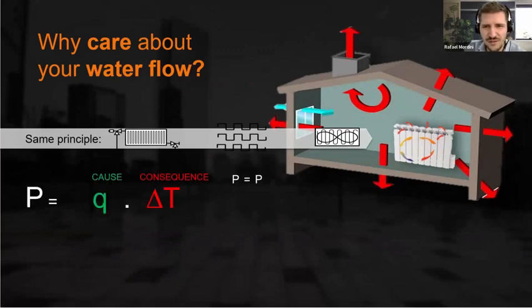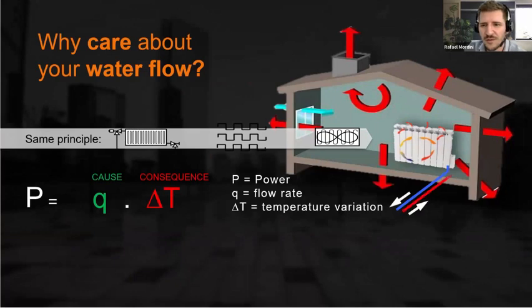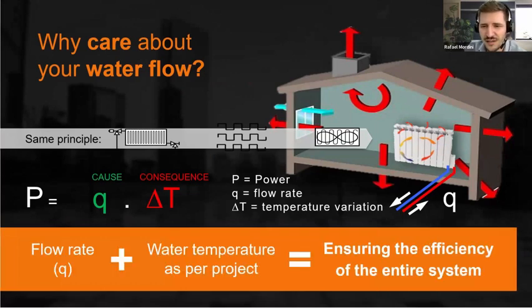Well, the cooling or heating power of your terminal unit is defined by the flow rate that is passing through it and the delta T, the differential temperature between the supply and the return pipe. We need to ensure both of them in order to guarantee a good cooling or heating output from the terminal unit. They're in the same formula. If you change one, the other will be affected. That's why we say that the flow rate can be the cause and the delta T the consequence. We'll see this better on the next slide.